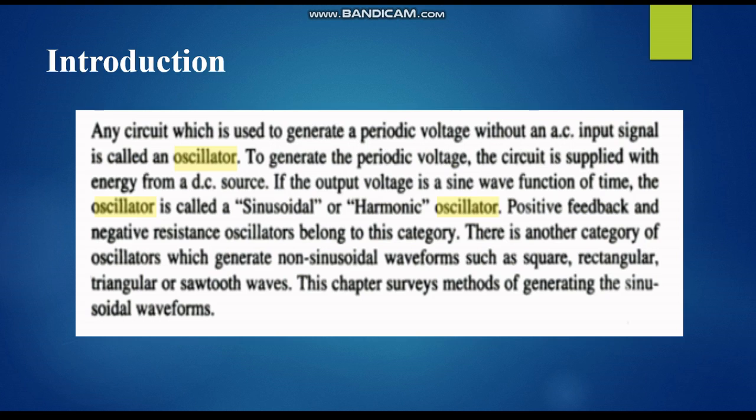Now we are going to see the definition of oscillators. Any circuit which is used to generate a periodic voltage without an AC input signal is called an oscillator. To generate the periodic voltage, the circuit is supplied with energy from a DC source. If the output voltage is a sine wave, then it is called a sinusoidal or harmonic oscillator. There is another category of oscillators that produce non-sinusoidal waveforms such as square, rectangular, triangular or sawtooth waveforms. But in this chapter we are mainly going to study the sinusoidal waveform.